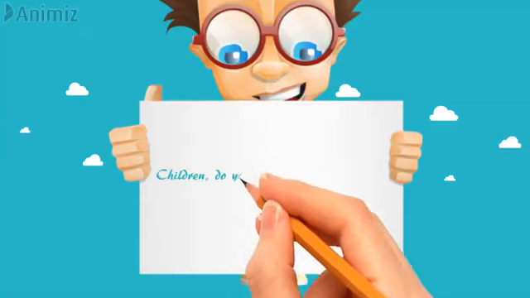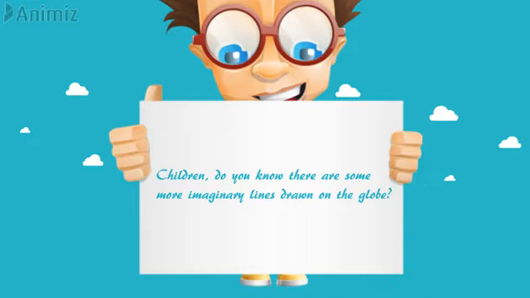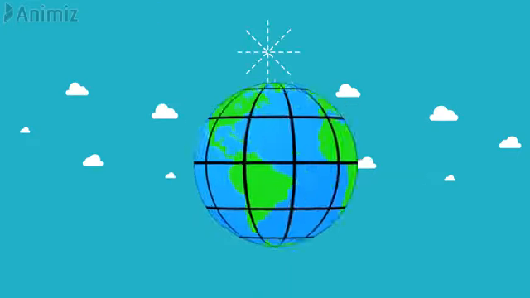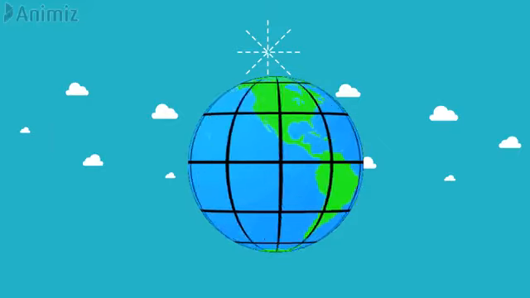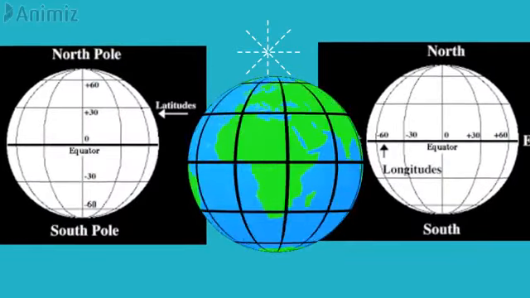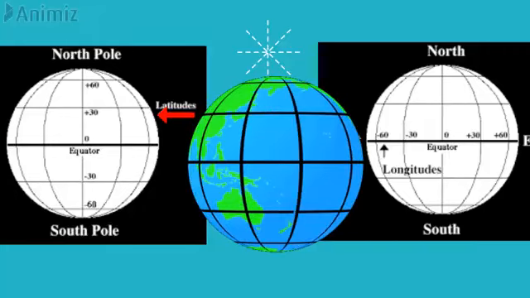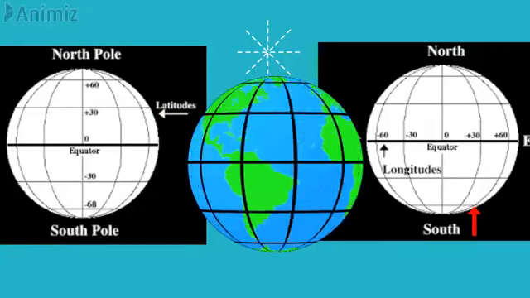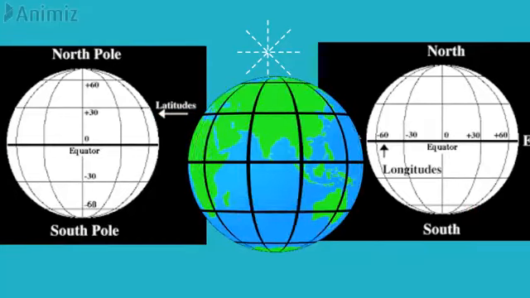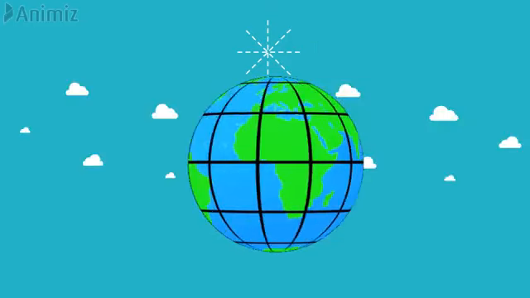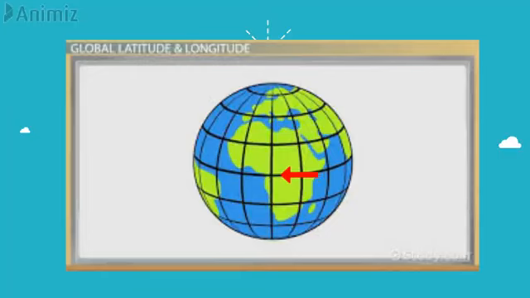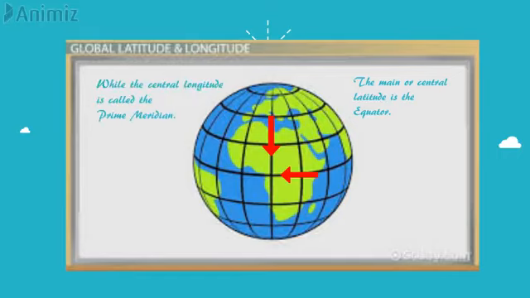Children, do you know there are some more imaginary lines drawn on the globe? Look at this globe. There are some horizontal lines and some vertical lines. These horizontal lines are called latitudes and the vertical lines are called longitudes. One more important thing is that among these latitudes, the main or the central latitude is the equator, while the central longitude is called the prime meridian.